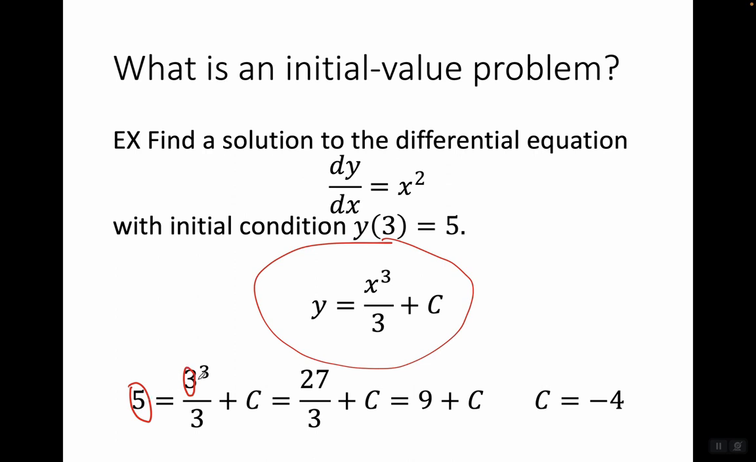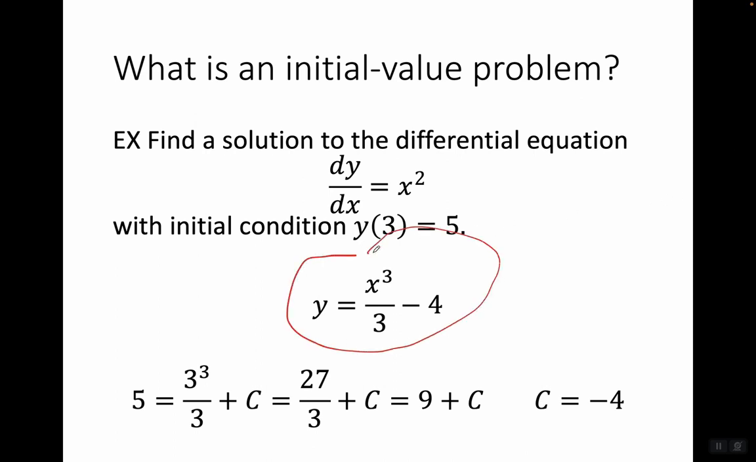Do that and you get 5 equals 3 cubed over 3 plus c. In other words, 27 thirds plus c, which is 9 plus c. So 5 equals 9 plus c. That means c equals negative 4. Our solution is no longer y equals x cubed over 3 plus c. Now that we have the initial condition, the solution is y equals x cubed over 3 minus 4. The initial condition enabled us to nail down what c actually is. This is an example of an initial value problem, because you're given a differential equation and an initial value of the function y.